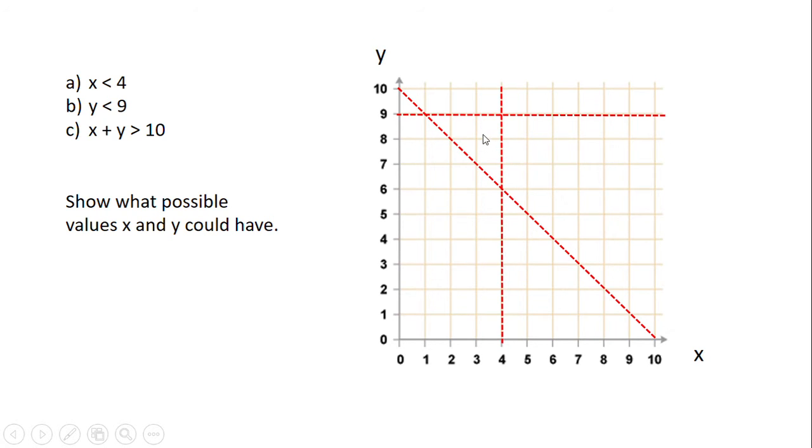So this is what we end up with. These points, the y value is smaller than 9. The x value is smaller than 4. The x value plus the y value is greater than 10. So for example, 3 and 8. The x value is 3, which is smaller than 4. The y value is 8, which is smaller than 9. The x value plus the y value is greater than 10. 3 plus 8 is 11, which is greater than 10. So all of these are possible points that we could use. So we can shade in all of those points because that's the region that satisfies all three parameters.